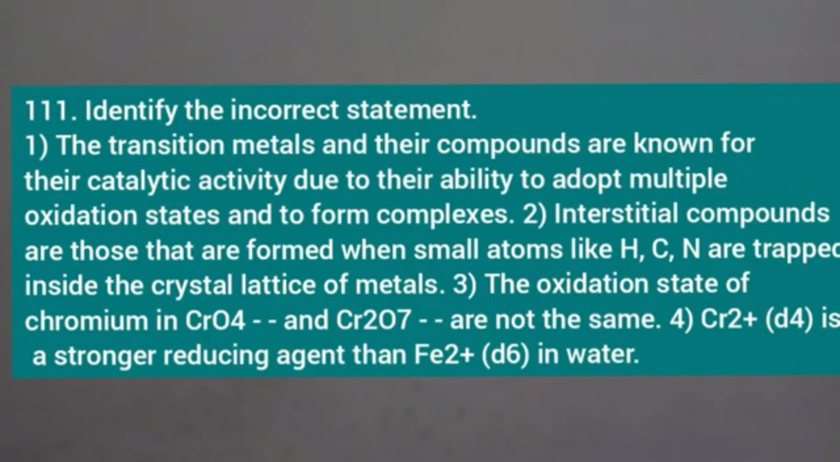Question number 111. Identify the incorrect statement. Option 1. The transition metals and their compounds are known for their catalytic activity due to their ability to adopt multiple oxidation states and to form complexes. Option 2. Interstitial compounds are those that are formed when small atoms like hydrogen, carbon, nitrogen are trapped inside the crystal lattice of metals.